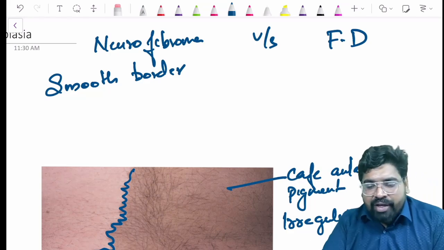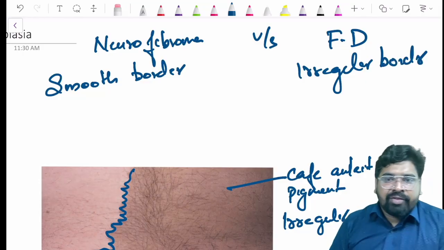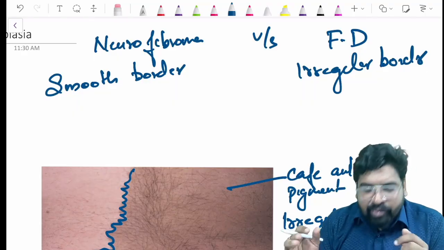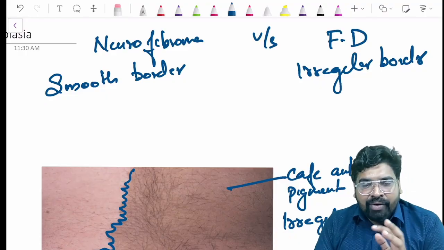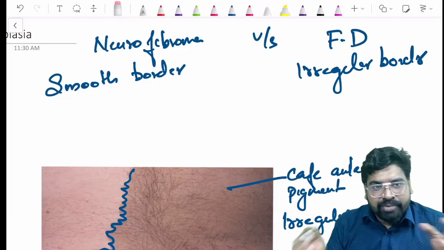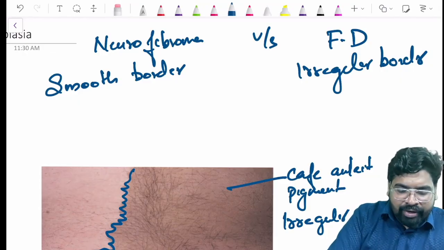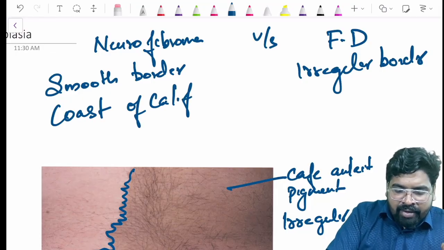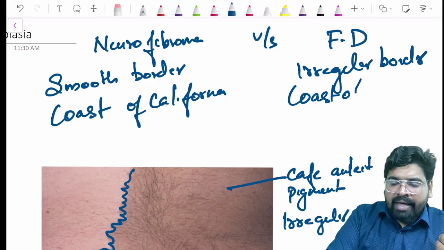In fibrous dysplasia you have an irregular border. They have compared it with the seashore of what you see in the United States. There is California and Maine. The coast of California is smooth, so they say it is like the coast of California border, and the irregular border is just like the coast of Maine.